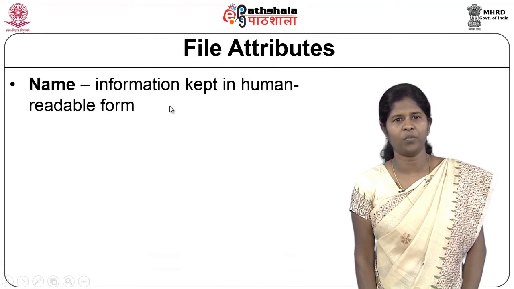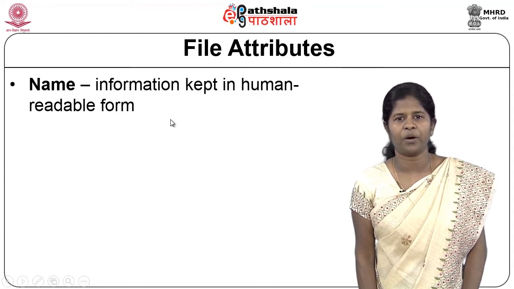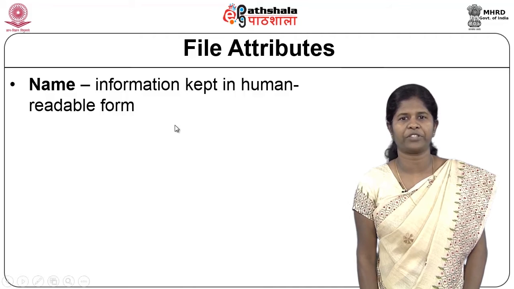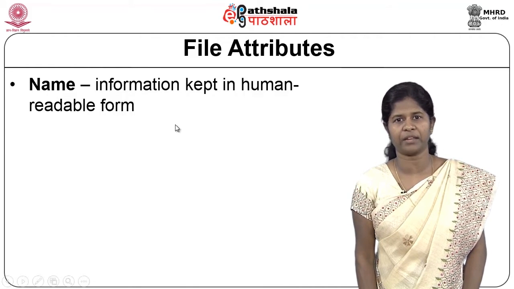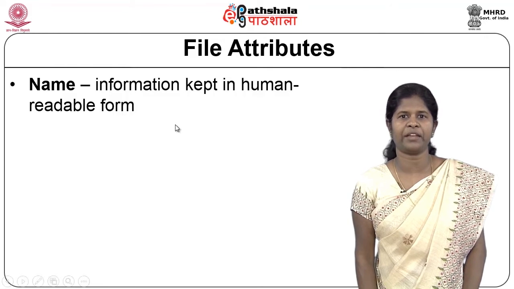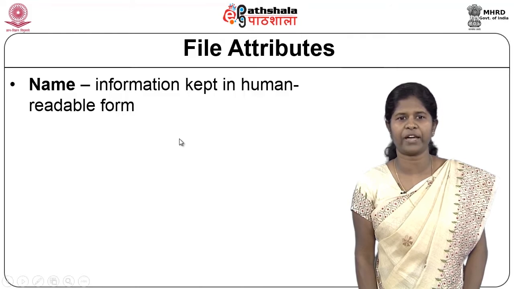Now we will see what the attributes of a file are. One attribute is the name of the file. This is an attribute which we all know, which we all see in a particular file. This is the information that is kept in human readable form, and each file is assigned a file name.